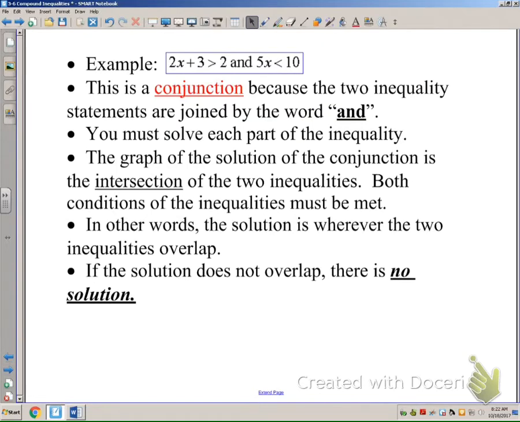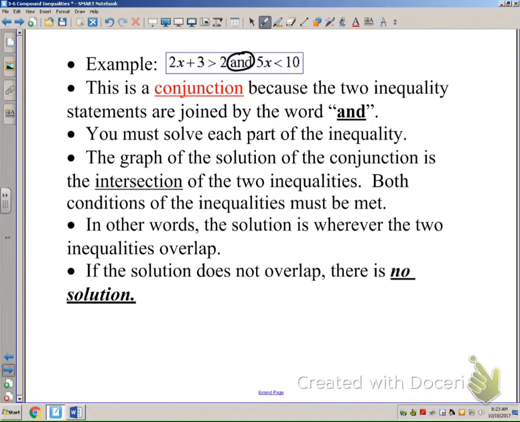So let's look at an example here. I've got 2x plus 3 is greater than 2 and 5x is less than 10. Since there's the word and in there, we know that both things are happening at the same time. My value of x falls into both of those categories. So we call this a conjunction. You have to solve each part of the inequality, and then we're going to graph the solution, which is going to be the intersection. It's where the lines cross. Both conditions of the inequalities must be met. So we're looking for an overlap so that they both happen at the same time.